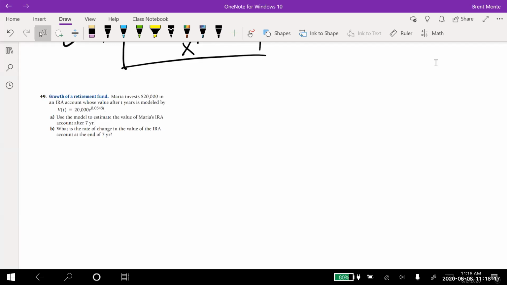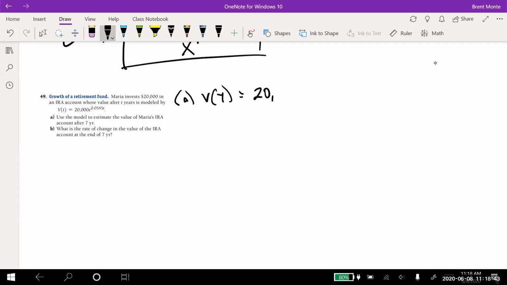So she's starting with $20,000 and it's growing. This is the formula for continuous compound interest. It's growing at 5.45% per year. So that's the idea. It says use the model to estimate the value of Maria's IRA account after 7 years. Well, so part A, that's just the value after 7 years. I just plug it in.